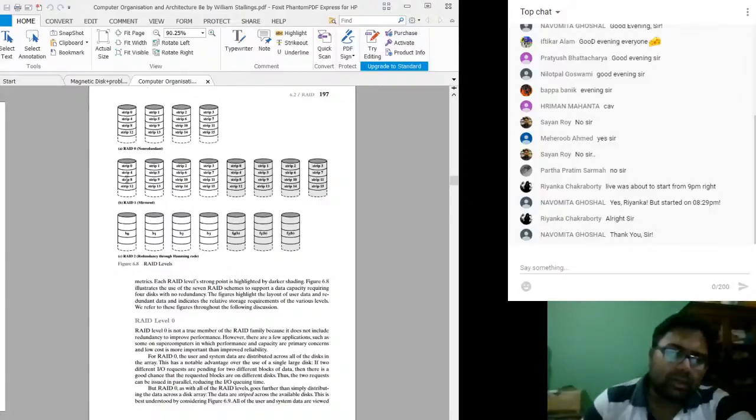Also, if a particular disk is lost, you have its copy. But there is no error correction mechanism, meaning if an error comes up in a particular disk, you cannot correct it. So to solve this, they have gone for RAID level 2. Here redundancy is brought with the help of Hamming code.